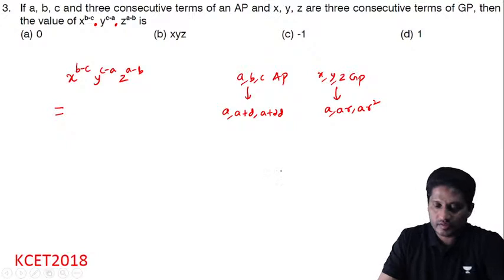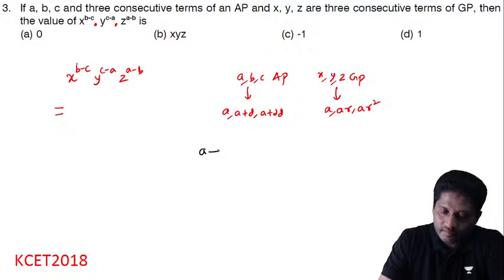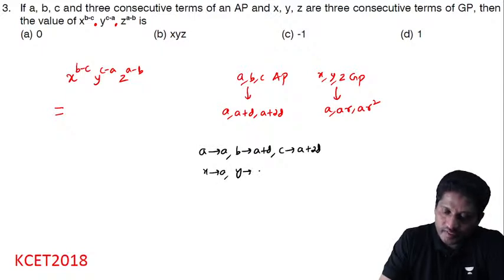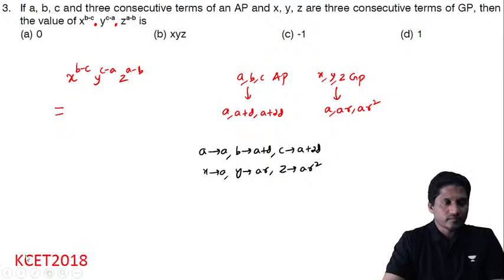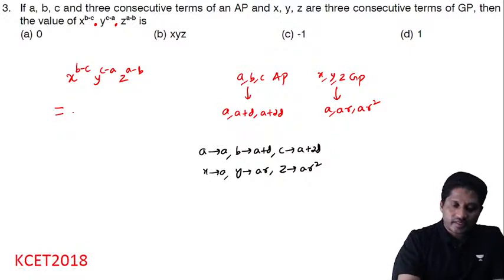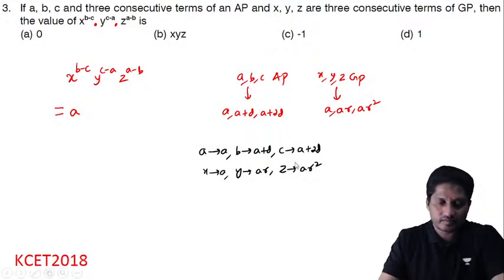Now I'll substitute. If I use this data, A will be A, B will be A plus D, C will be equal to A plus 2D. X will be equal to A, Y will be equal to AR, and Z is equal to AR square. Now if I take these values and substitute here, x to the power of B minus C, if I subtract, should be equal to minus D.